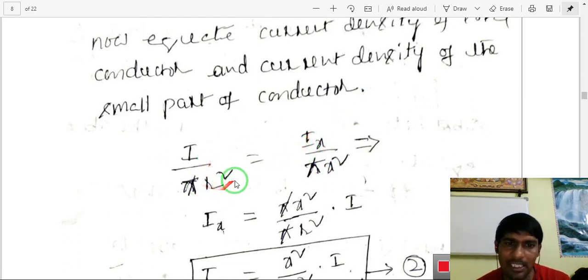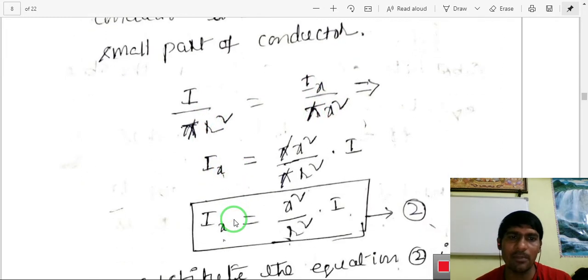So I by πr² equals Ix by πx². From this you can find Ix, the unknown value. We know the total current through the conductor, but we don't know the current through the small part of the conductor. So by equating these two equations, you can find the current through the small part of the conductor, that is the dx area.